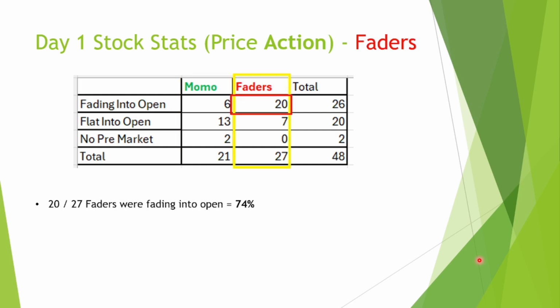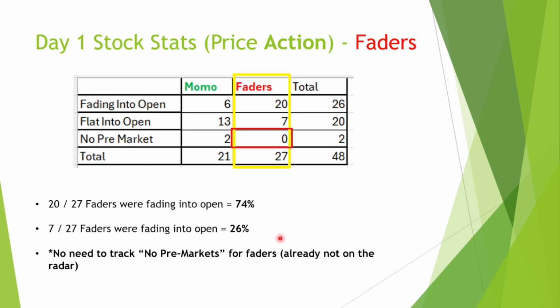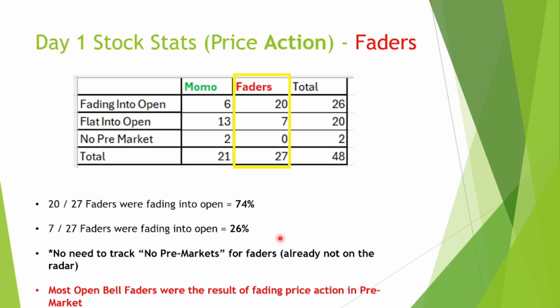Looking at the faders, 20 out of 27 were fading into open, about 75%. 7 out of 27 were flat. That should say flat or pushing into open. That's 25%. But again, no pre-market, we can't get that from faders, so don't worry about that. So most open bell faders were the result of fading price action into pre-market.